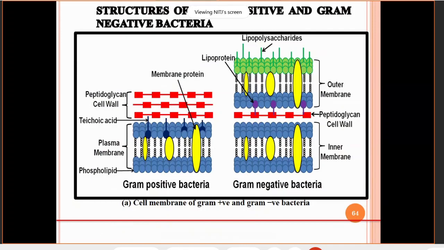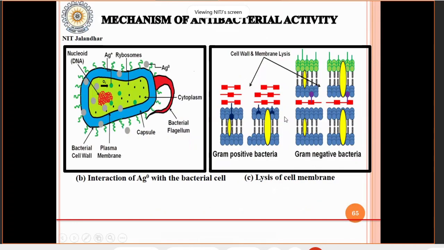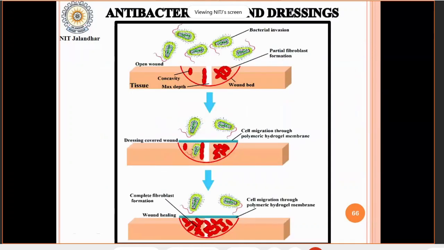So this is the structure of gram-positive and gram-negative bacteria here. This is the thick peptidoglycan cell wall, and you'll find that this is how the antibacterial activity of silver nanoparticles works. So these are antibacterial wound dressings, how we could heal the wound with the help of such materials, and there's a mechanism involved here.